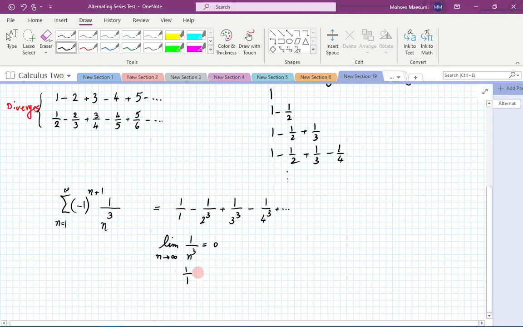Well, the first term is 1 over 1. Is that bigger than 1 over 2 cubed? Well, obviously it is. How about, is that bigger than 1 over 3 cubed? Yes, when we make a denominator bigger, the fraction becomes smaller. So once we have these two conditions, condition 1, the limit of a term is 0, and the terms, aside from the plus or minus, are decreasing, these two tell us that this is going to converge.